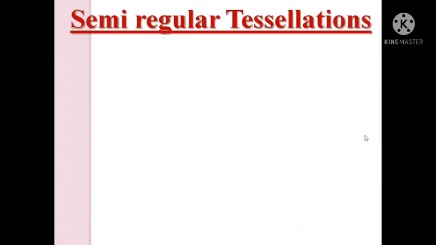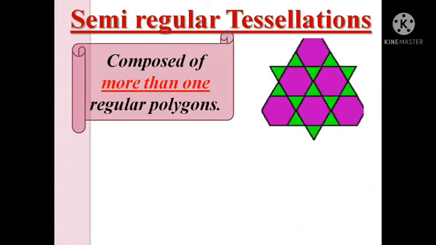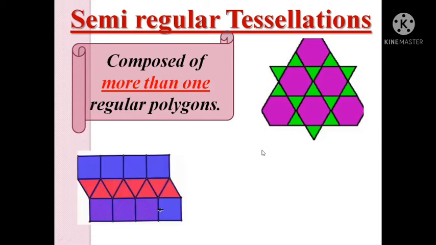Let's see semi-regular tessellation. It is composed of more than one regular polygon. In the previous case, we saw that each and every shape was the same polygon. In this, we can see more than one polygon in the tessellation. See here, could you see the green triangle and purple hexagon? Here, more than one polygon is used, so this pattern is called a semi-regular tessellation pattern.